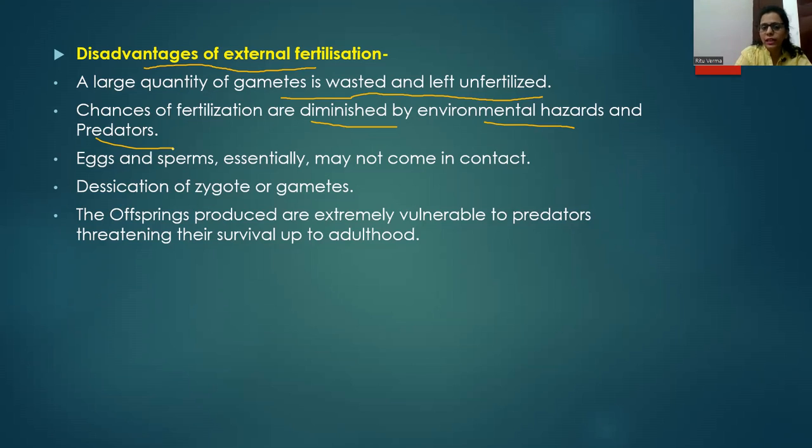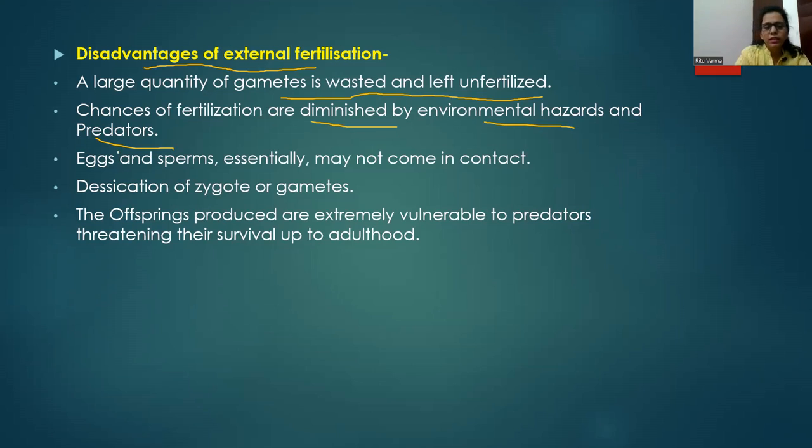Okay, they go and directly consume the eggs released by fish or the eggs released by frog as their food. And there are certain environmental hazards; maybe the pH of water might change, or pollution. Pollution is the main environmental hazard which might cause a decrease in the chances of fertilization.